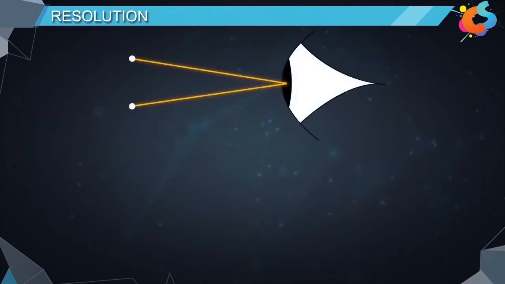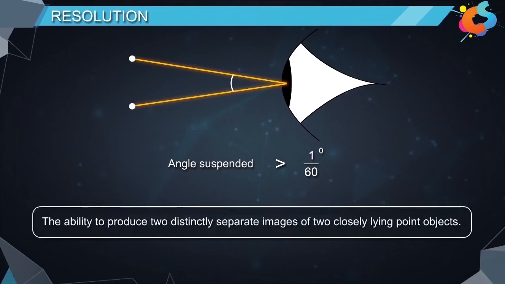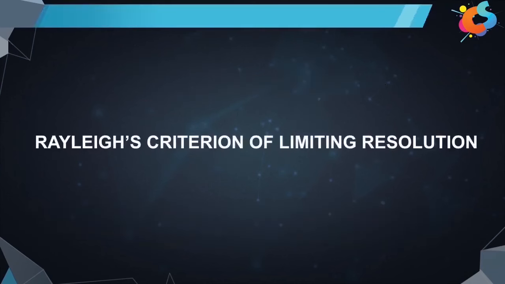In fact, the human eye can see two point objects separately only if the angle subtended by them at the eye is greater than 1/60th of a degree or 1 minute. Based on this, resolving power of an optical instrument is defined as the ability to produce two distinctly separate images of two closely lying point objects.